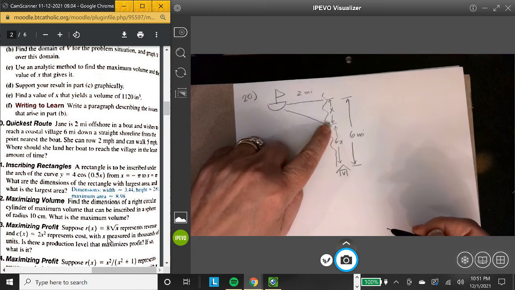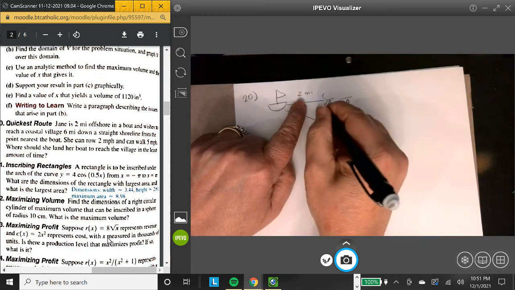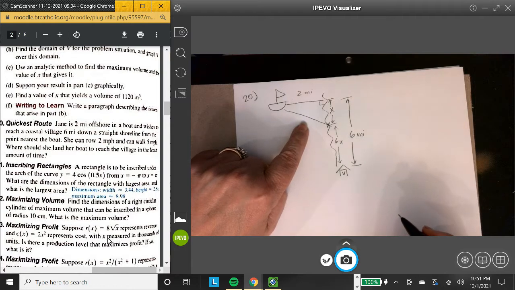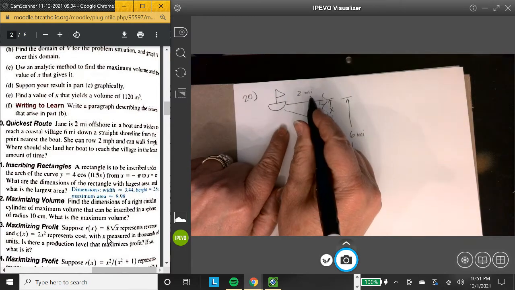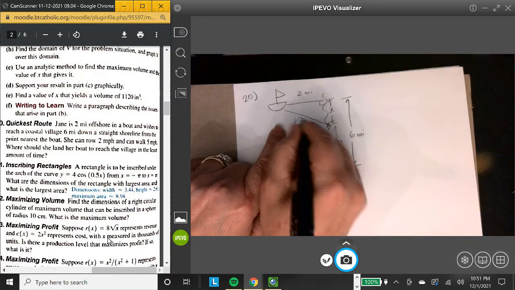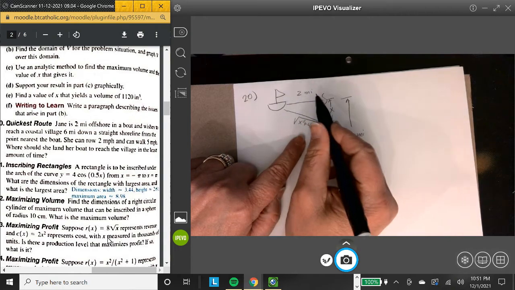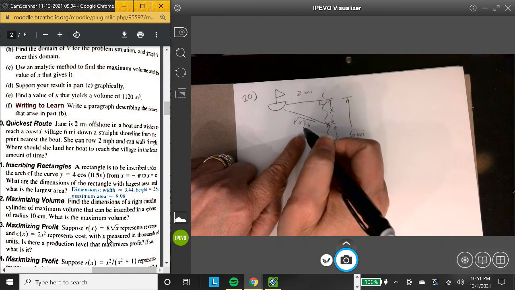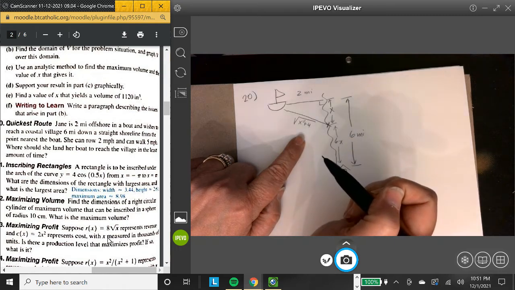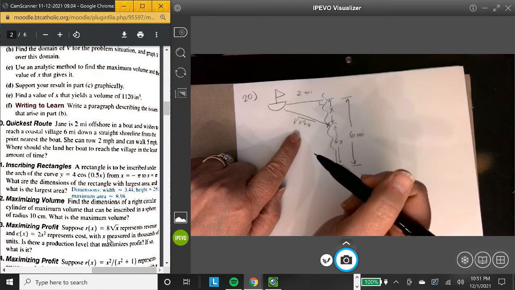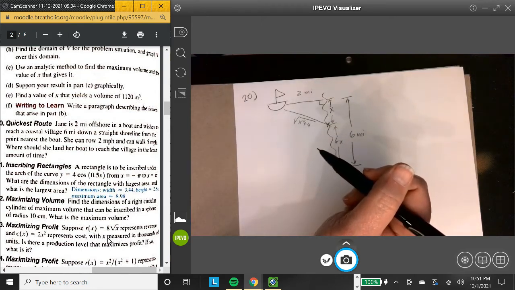And so if this distance is x and this is 2 miles, and we know that this has got to be a right triangle, what's this distance? Well, it's going to be the square root of x squared plus 4, because x squared plus 4 equals that squared. Okay? So these are all distances. Well, Mrs. Muller, that doesn't help us because I need time.